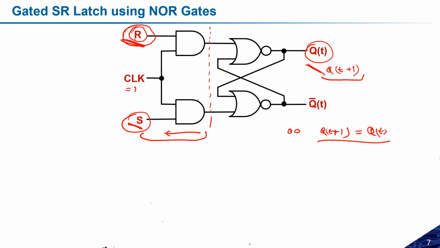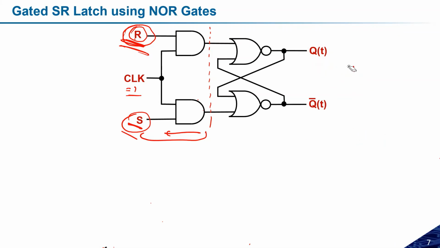If this clock is equal to 1, then the output will be changed based on the inputs S and R. And if the clock is equal to 0, then even though there are some changes in the set and reset, that is not going to be reflected at the output side. So this is how this gated SR latch is important, and the clock is mandatory in any of the design.